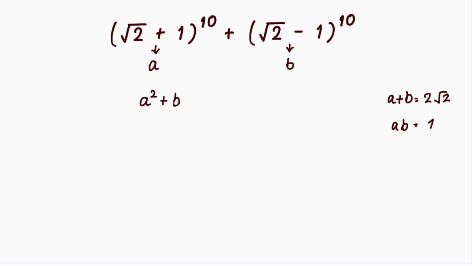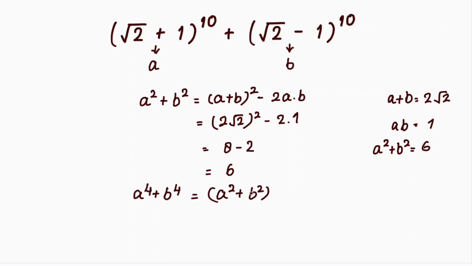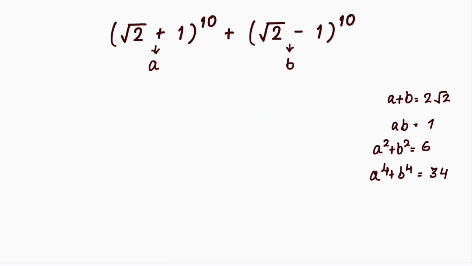Start with a square plus b square. Next for a raised to the power 4, b raised to the power 4. A raised to the power 8, b raised to the power 8.